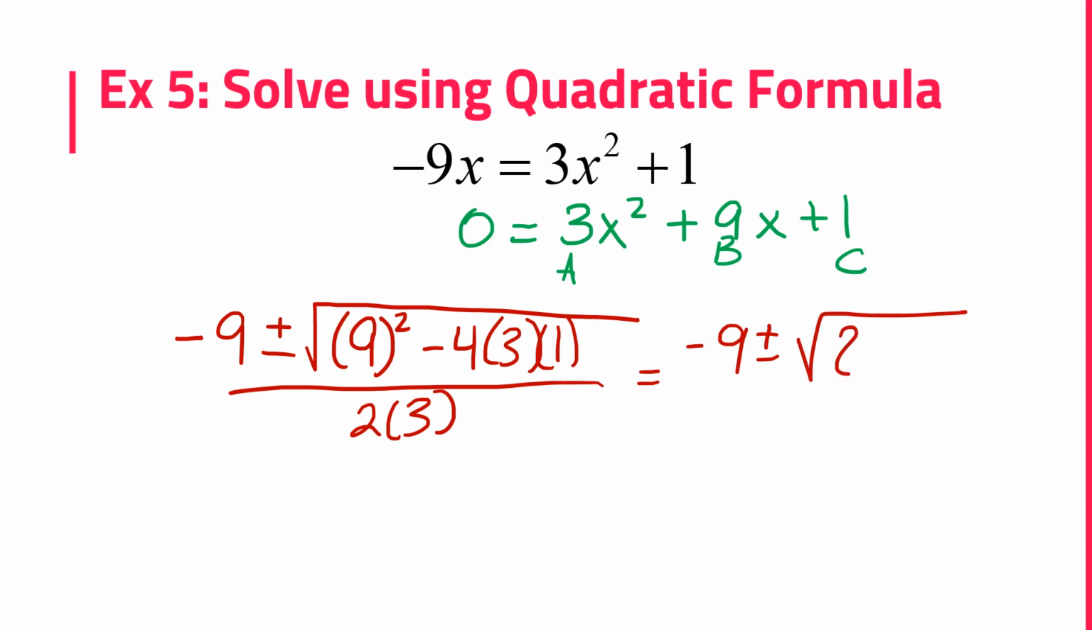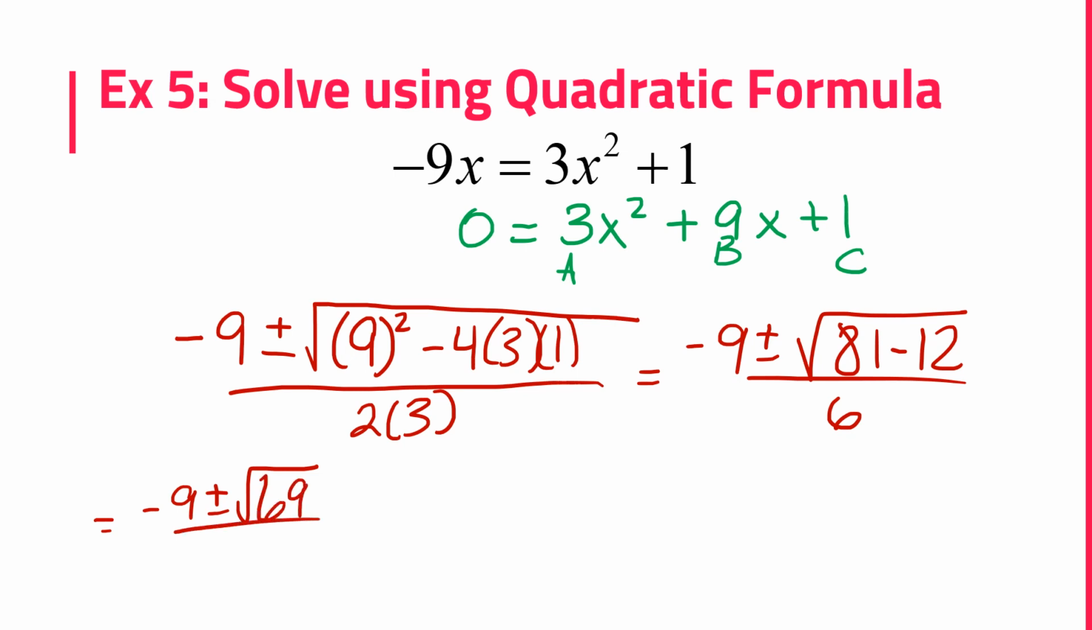I'm going to have 81 subtract 12 all over 6. Let's keep going. That's negative 9 plus or minus the square root of 69 over 6. Now, let's talk about that radicand. Is there a perfect square that would simplify? In this case, there's not, right?